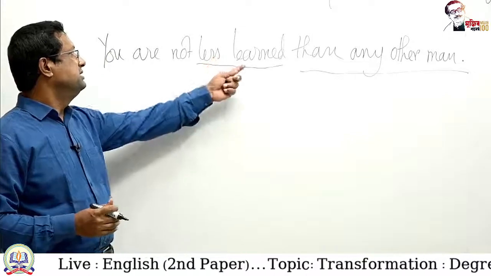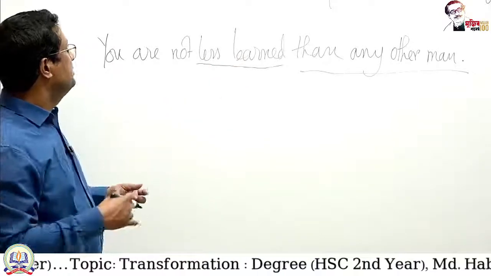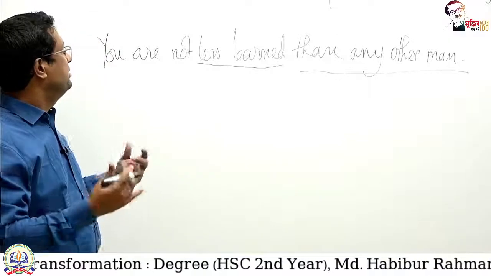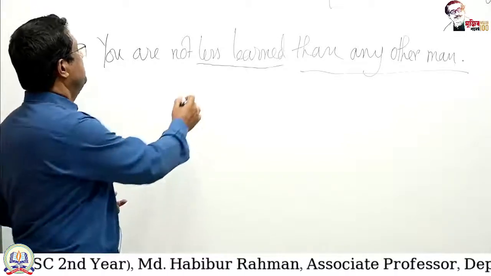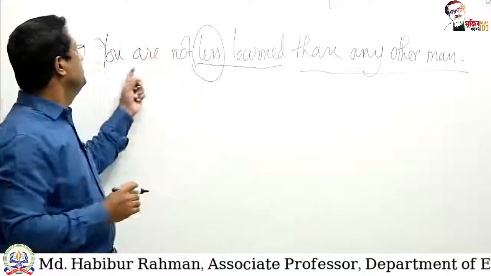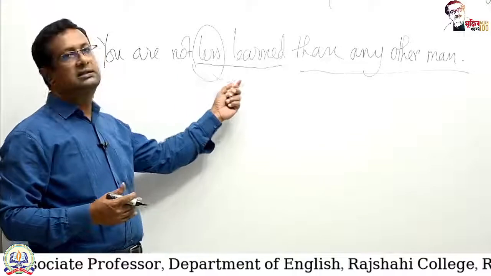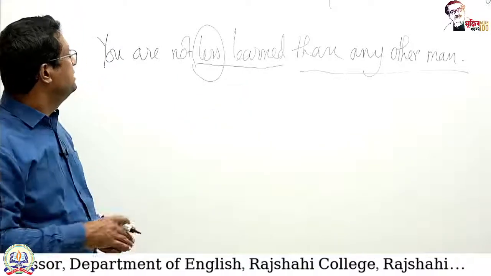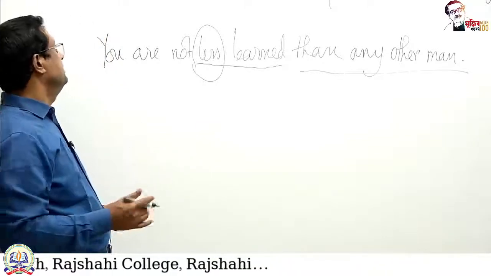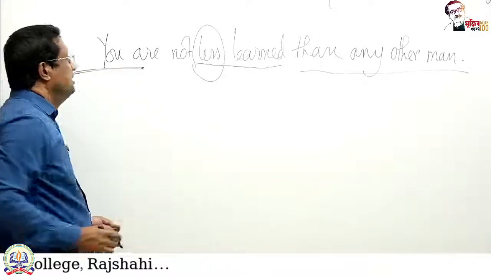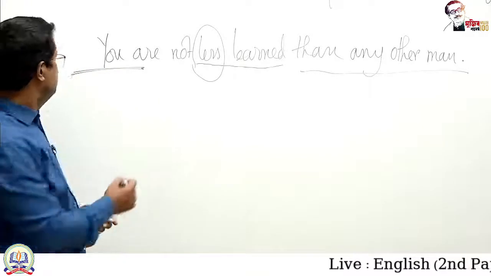So this tends to be negative, or it is decreasing. We are not increasing the power of learning or the experience of learning. But here we have used less in place of more. You are not more learned. That is quite opposite to you are not less learned. So, if you find this type of sentences, you will not need anything to change in place of verb. Verb will be the same. You can go in this way.